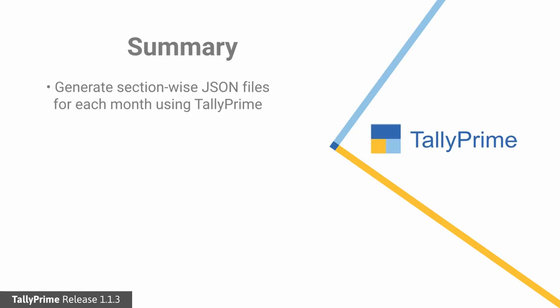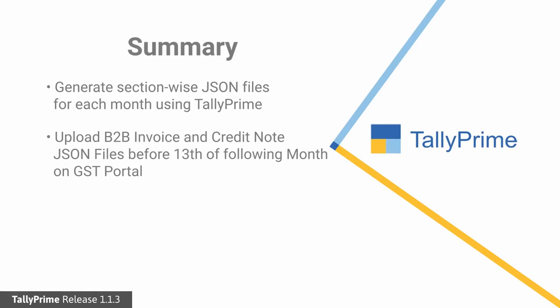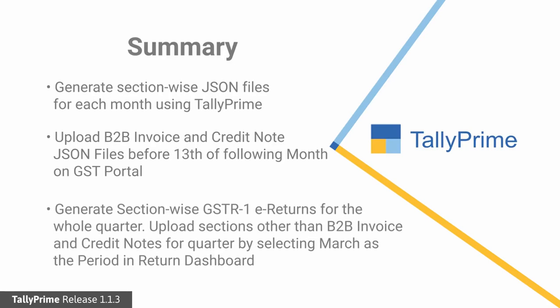Let us have a quick relook at the process. Step 1. Using Tally Prime, generate the section-wise JSON files for each month in a quarter. Step 2. Upload the JSON files related to B2B invoices and credit notes of registered dealers for each month before 13th of the following month on the GST portal. Step 3. In the third month, generate section-wise e-return files for the whole quarter using Tally Prime. Upload JSON files of all sections other than B2B invoices and credit notes corresponding to the whole quarter.